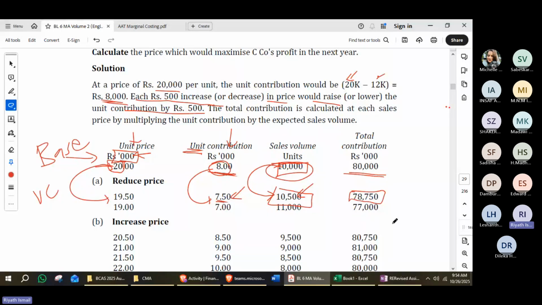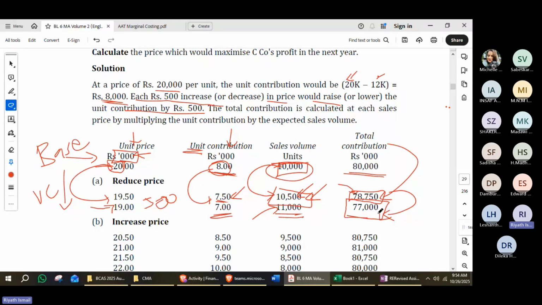So when they reduce the selling price, sales volume increases, but total contribution reduces. Even more, if they reduce the selling price by another 500 rupees, the number of units increases, but they are able to make only 77 million contribution. Earlier 78, now 77.